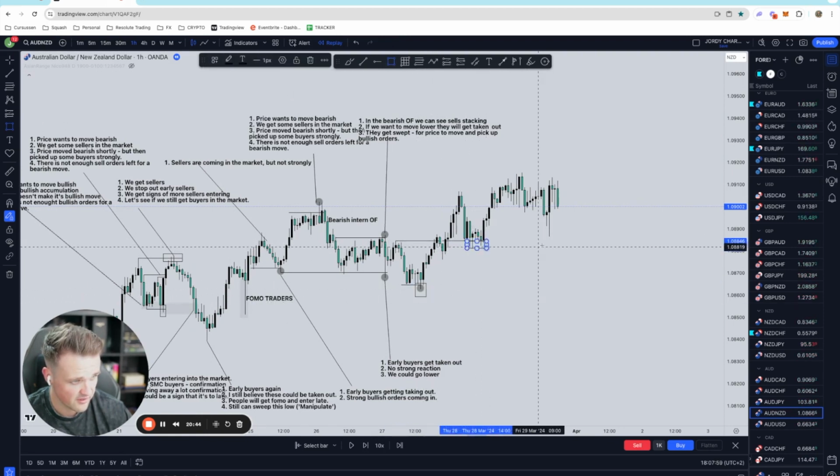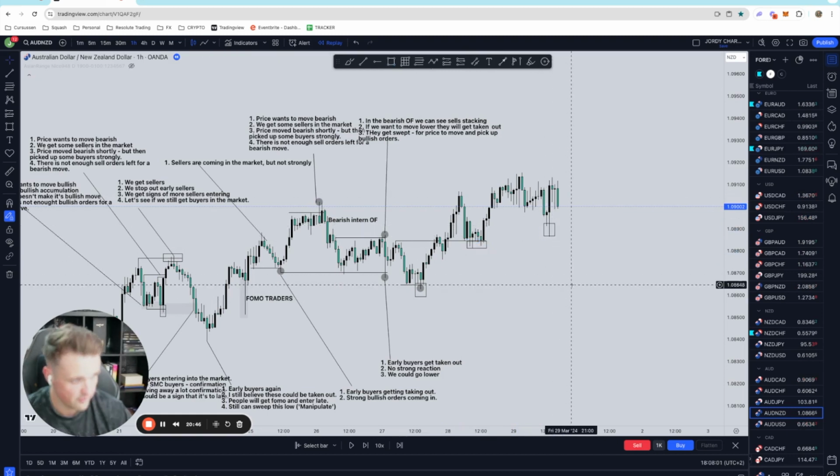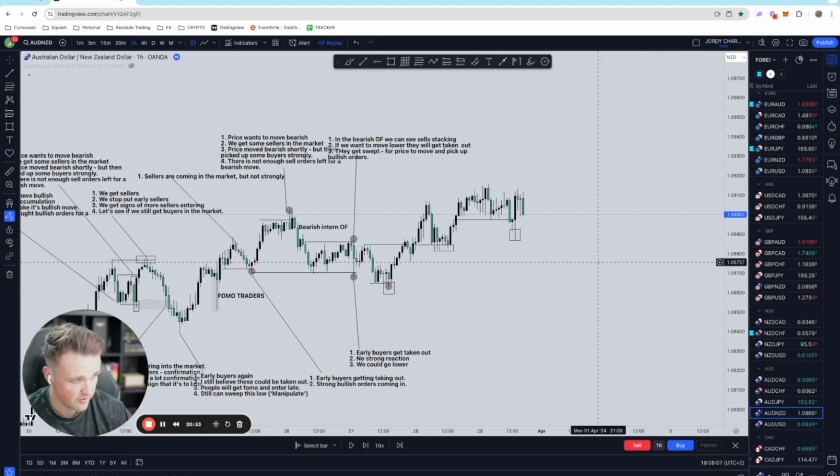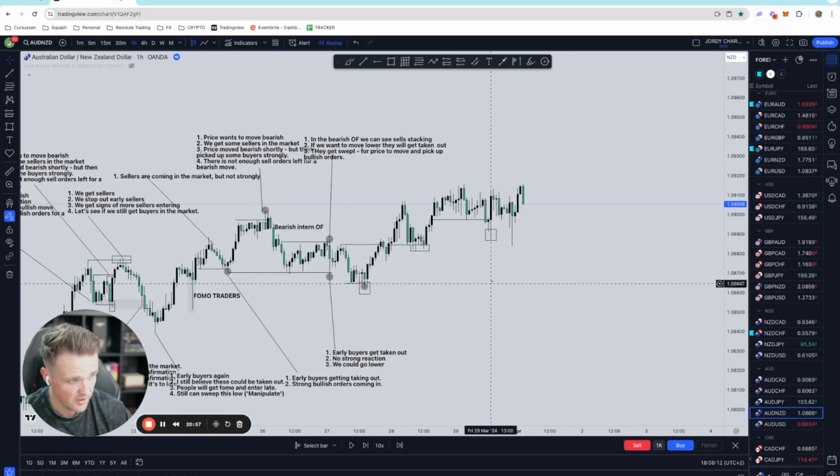We have this strong level here. We're creating a new strong level. You can see manipulation, strong manipulation, moving back to the upside. And here we could potentially look for some longs again. Same story. Let's see what we do. We take this one out.